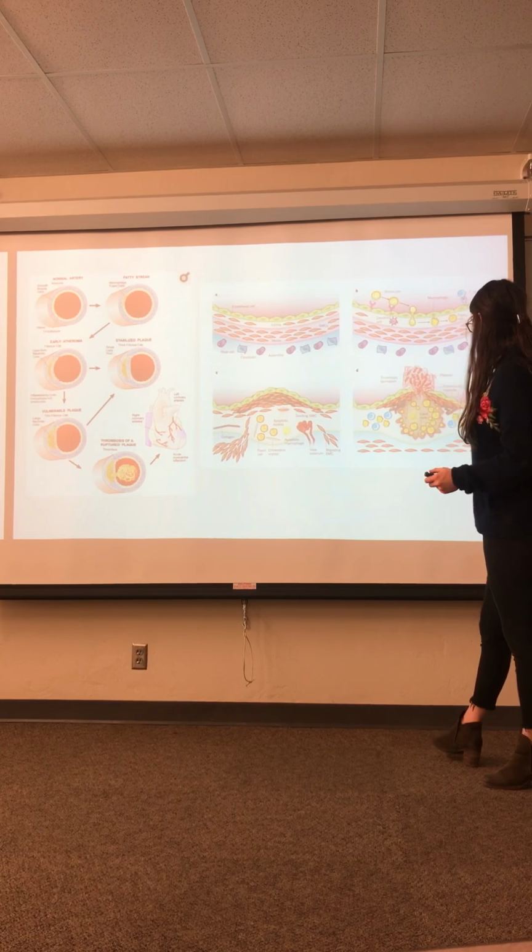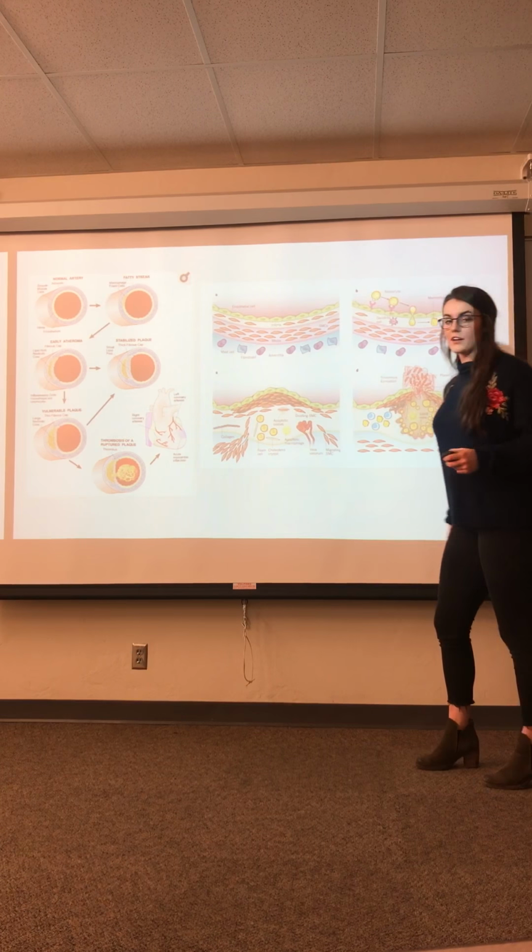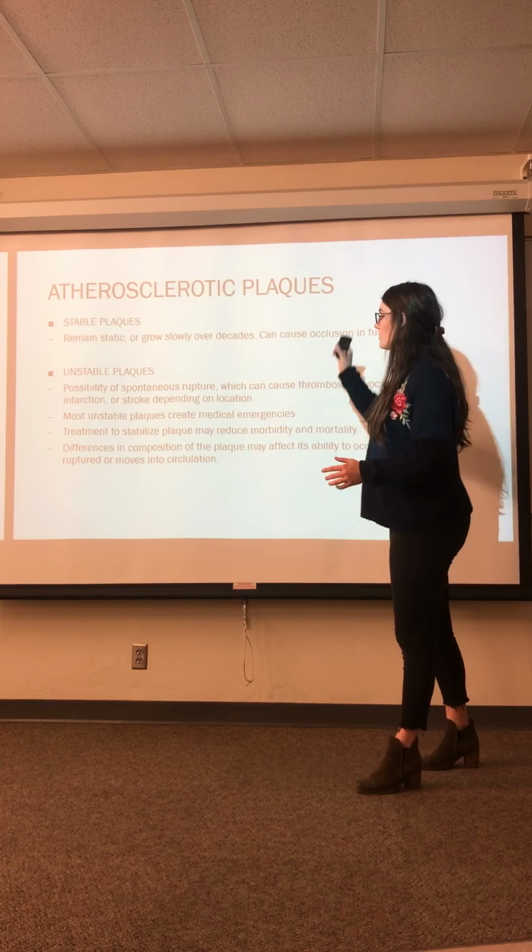T cells, monocytes, and there's a lipid core there. So different types of plaques, like I said, there is a stable plaque. Those are going to remain static, grow slowly over decades. They can cause occlusion in the future. So these are the ones that you might get in your leg, and then by the time you're 49 or 50, it's going to be causing you some ischemia problems.